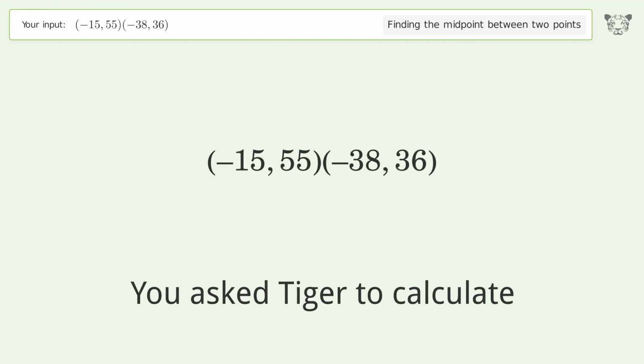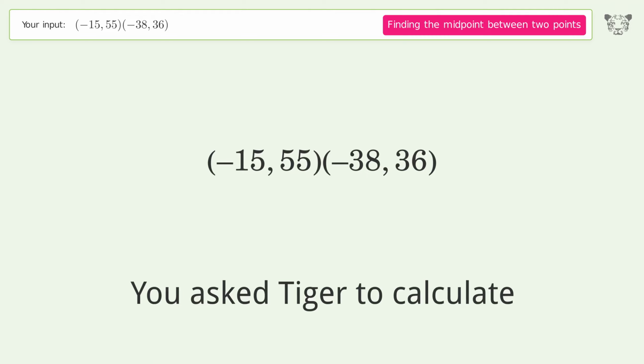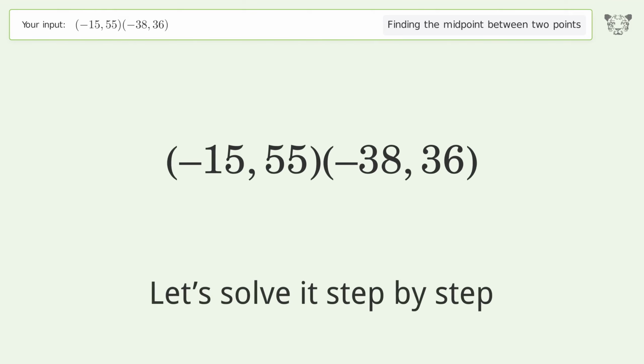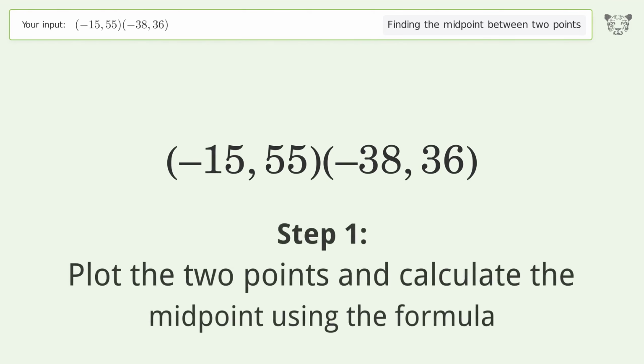You ask Tiger to calculate. This deals with finding the midpoint between 2 points. The midpoint between the 2 points is negative 26.5, 45.5. Let's solve it step by step. Plot the 2 points and calculate the midpoint using the formula.